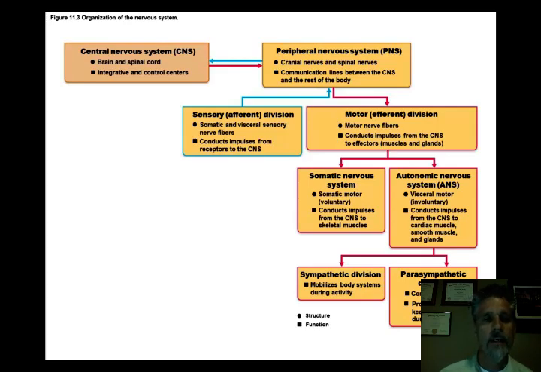So when we talk about the sensory coming in, I'll show you a figure that has our different aspects of the nervous system. It's a little bit small, but what you can see is the blue arrows are going into the central nervous system, and then the pink arrows are coming out. So we have the sensory division, which is going to be somatic and visceral sensory fibers.